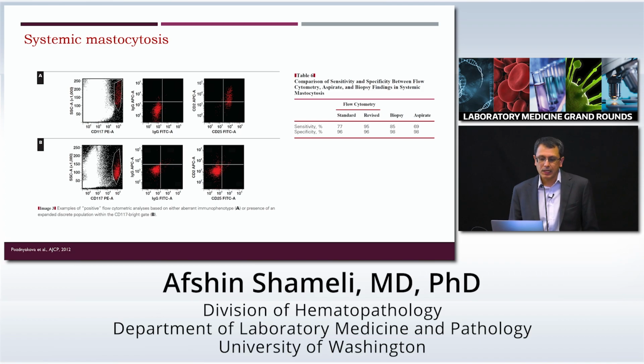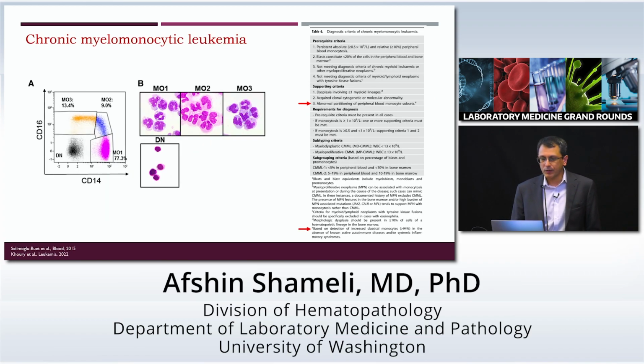In those cases, often evaluation of aberrancy on mast cells by immunohistochemistry is difficult because these markers, CD2, CD25, and CD30, can be expressed on lymphocytes and activated cells in bone marrow. So that's the value of flow cytometry in systemic mastocytosis.